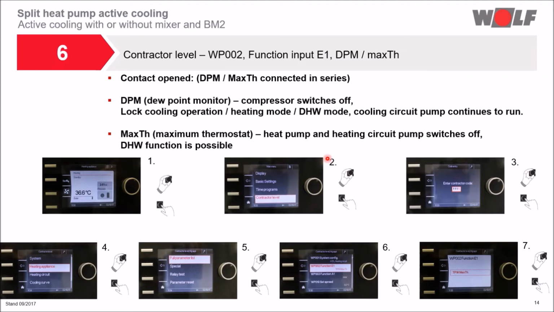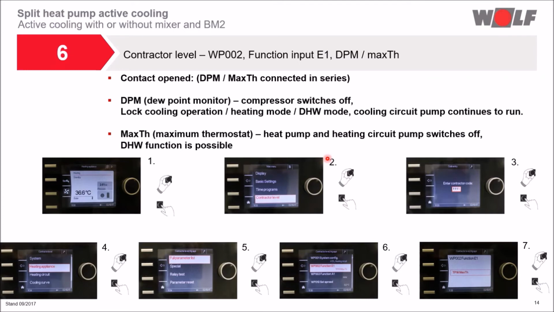When the system works for 2 hours in the cooling system without the dew point monitor turning it off, the reference flow temperature gets lowered by 1 Kelvin again, until the system is back to the cooling curve condition. If the maximum thermostat would switch off the appliance in the heating mode, the compressor and the heating pump stop. The hot water system is still working.